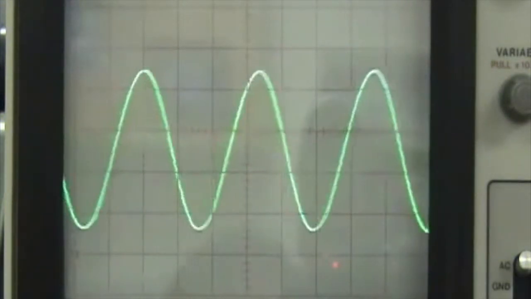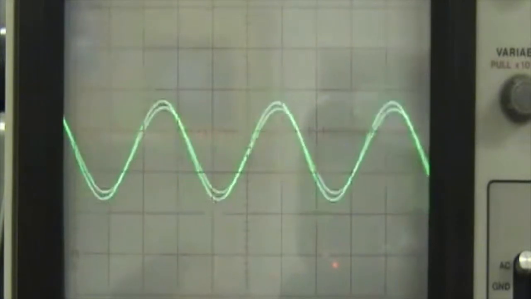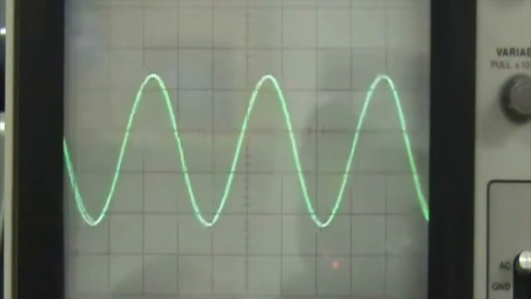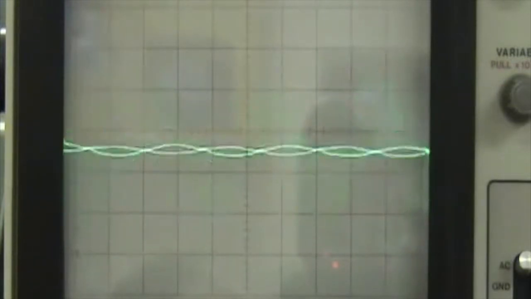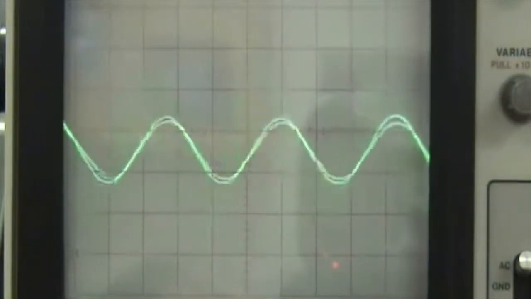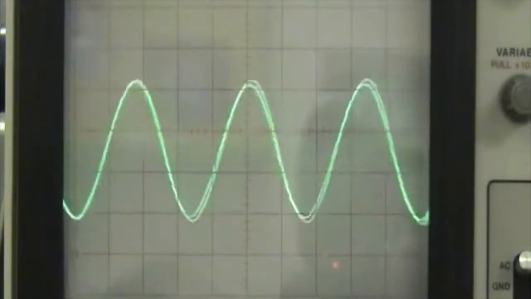So do you hear that? The wobbling? So when it's loudest, this wave is tallest, and when it's softest, the wave is shortest. And that's because you're getting alternate periods of constructive and destructive interference.